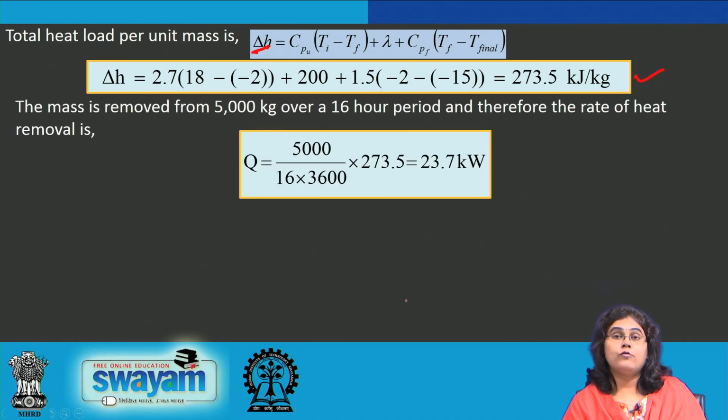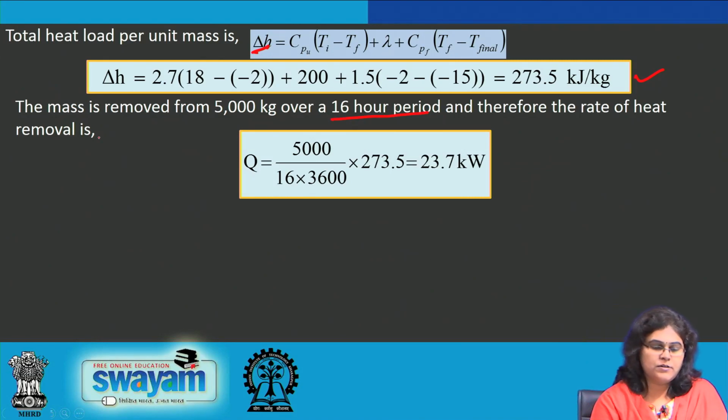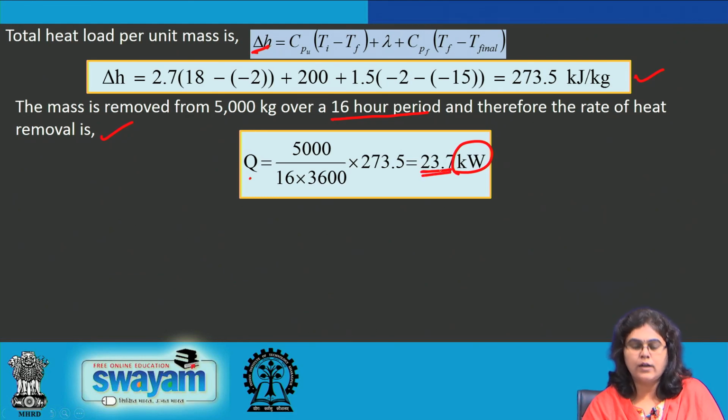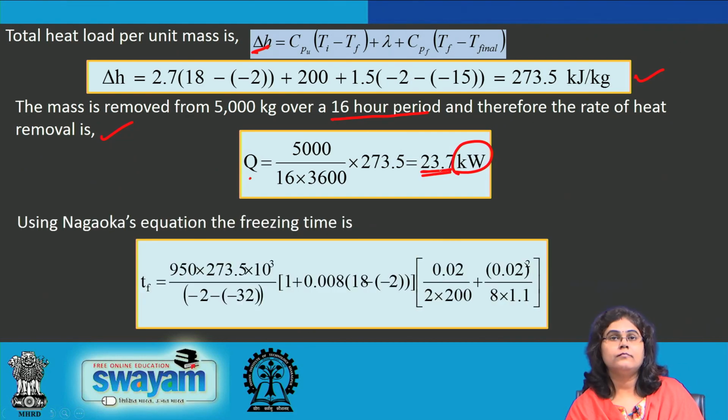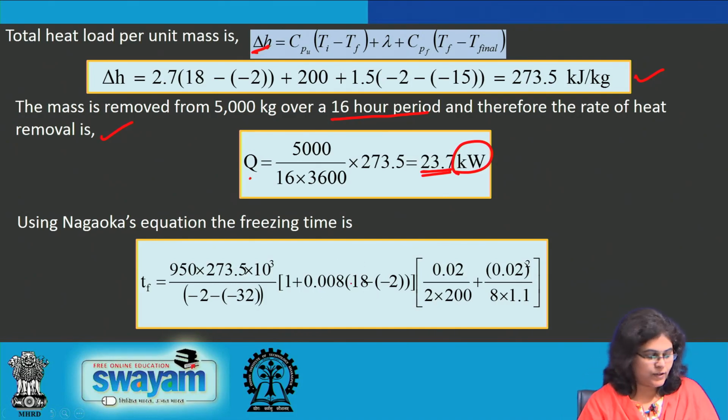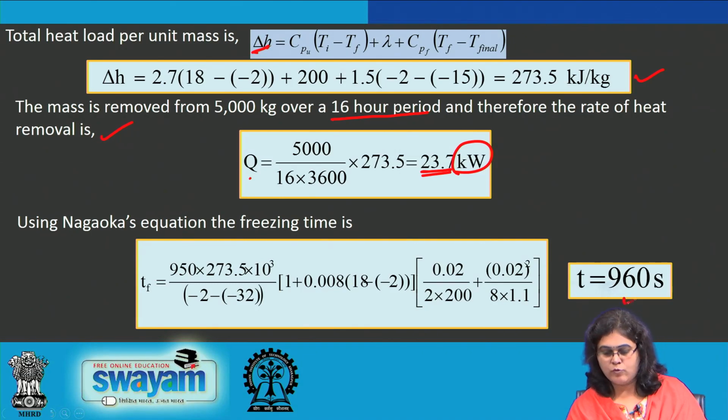Now, the mass has to be removed from 5000 kg over 2 8-hour shifts, meaning a 16-hour period, and therefore the rate of heat removal is designated as Q, that is 5000 upon 16 into 3600, because we have to convert it in terms of kilowatt. So, we got Q as 23.7 kilowatt. Using Nagaoka's equation, if we put the respective parameters, then we can get the freezing time to be 960 seconds.